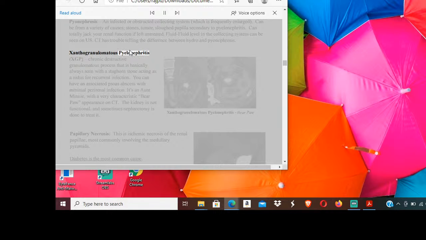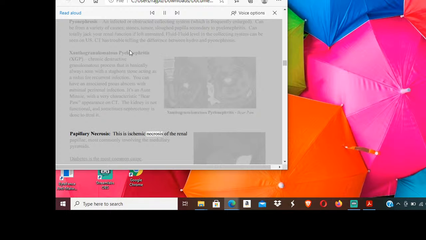Xanthogranulomatous pyelonephritis, XGP, a chronic destructive granulomatous process that is basically always seen with a staghorn stone acting as a nidus for recurrent infection. You can have an associated psoas abscess with minimal perirenal infection. It's an ant mimic, with a very characteristic bear paw appearance on CT. The kidney is not functional, and sometimes nephrectomy is done to treat it. Xanthogranulomatous pyelonephritis, bear paw.